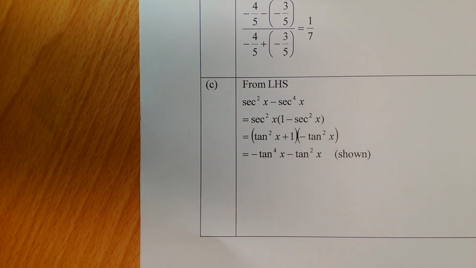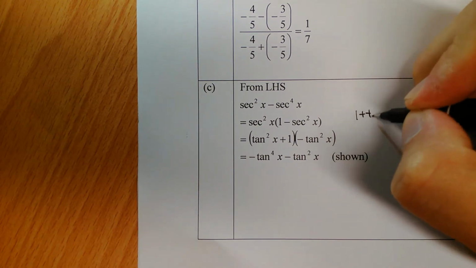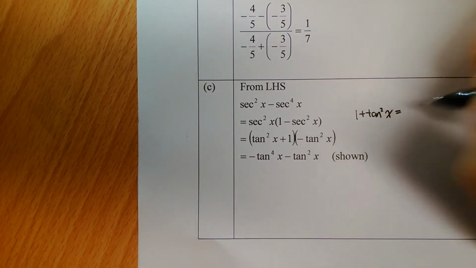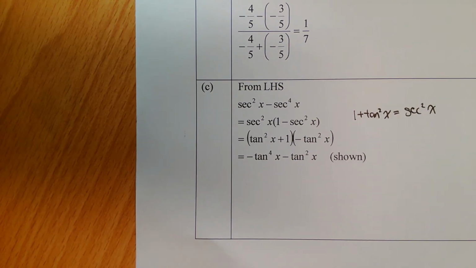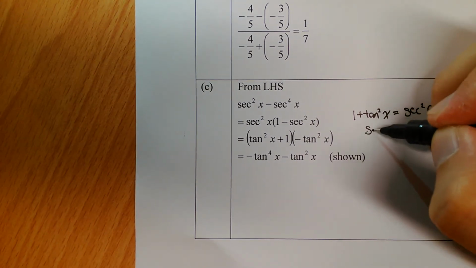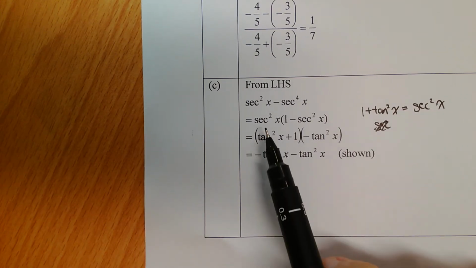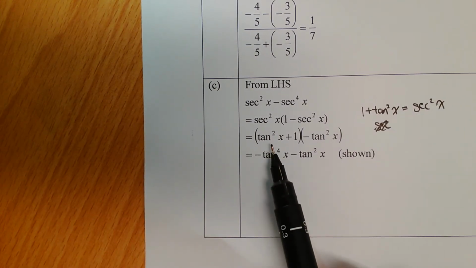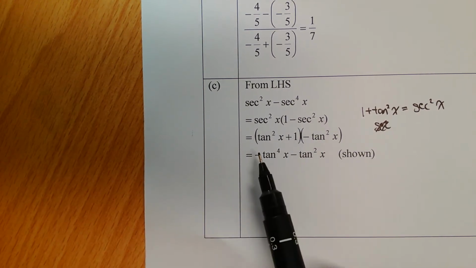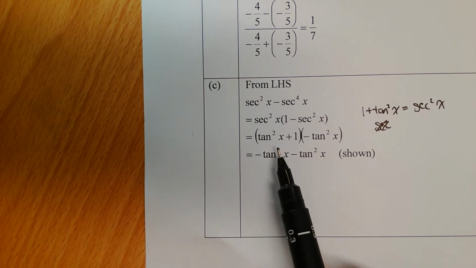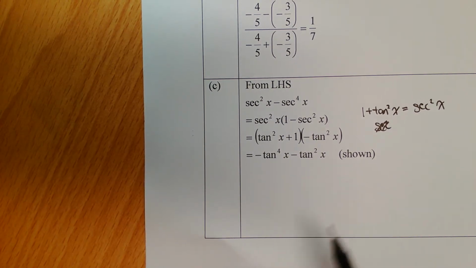How do we get this? If you look into your formula sheet, you know that 1 plus tangent square x is equals to secant square x. So I just replace secant square x with tangent square x plus 1. You expand the brackets, you get negative tangent 4x minus tangent square x.